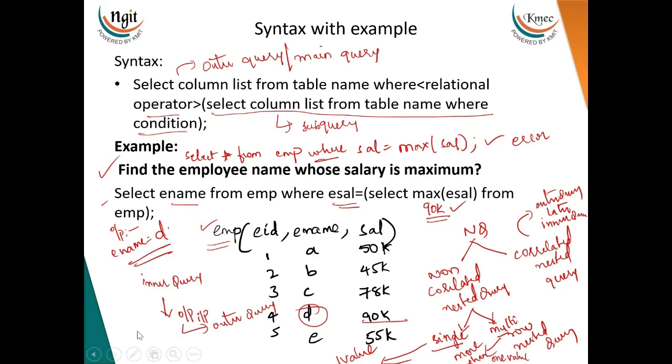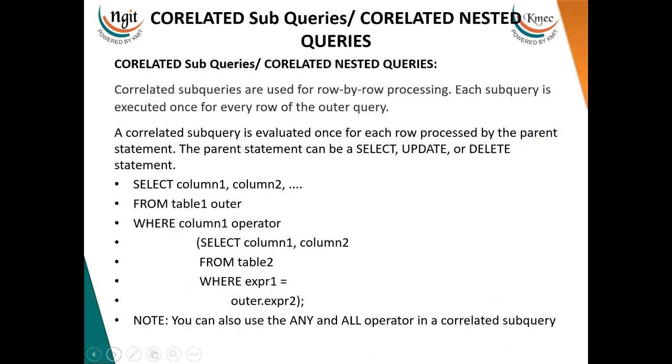Now let us move on to the next slide and find out what correlated subqueries are. Correlated subqueries are also known as correlated nested queries. Correlated subqueries are used for row by row processing. So here, when you are working with the correlated nested queries, remember the outer query is executed first and then the inner query is executed next. The inner query will be executed n number of times based upon the execution of the outer query.